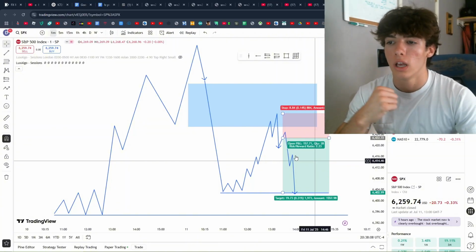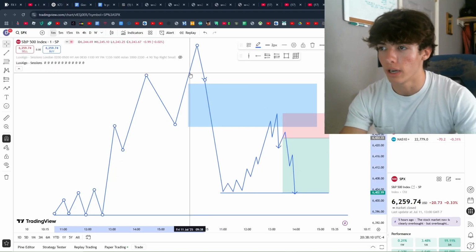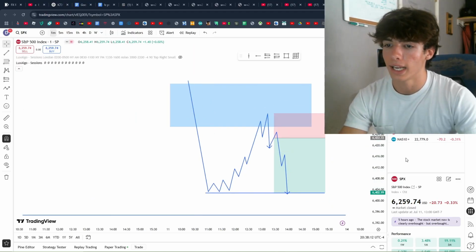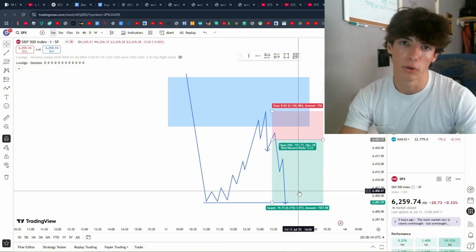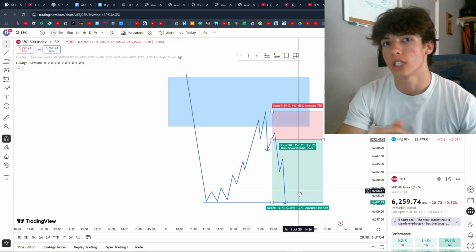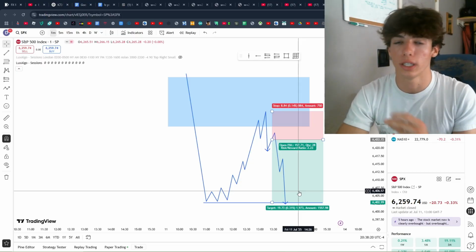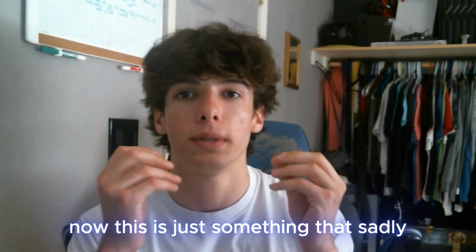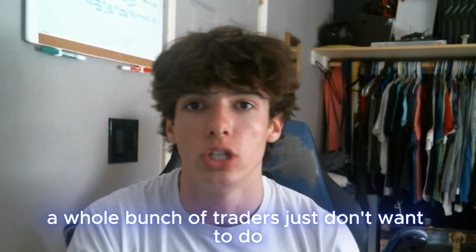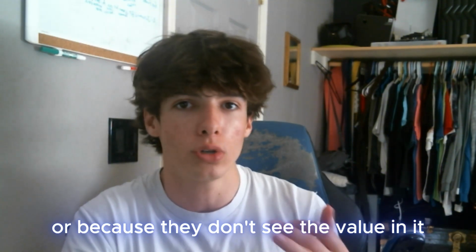And then as well, when we don't have this overlapping model, say price is literally just dumping, I can expect this to be much lower probability for me. That's one thing that I've learned just simply by pattern recognition and reviewing my own journal. And I want you guys to go ahead and do the exact same for yourselves. Now, this is just something that sadly a whole bunch of traders just don't want to do, either because they're lazy or because they don't see the value in it.